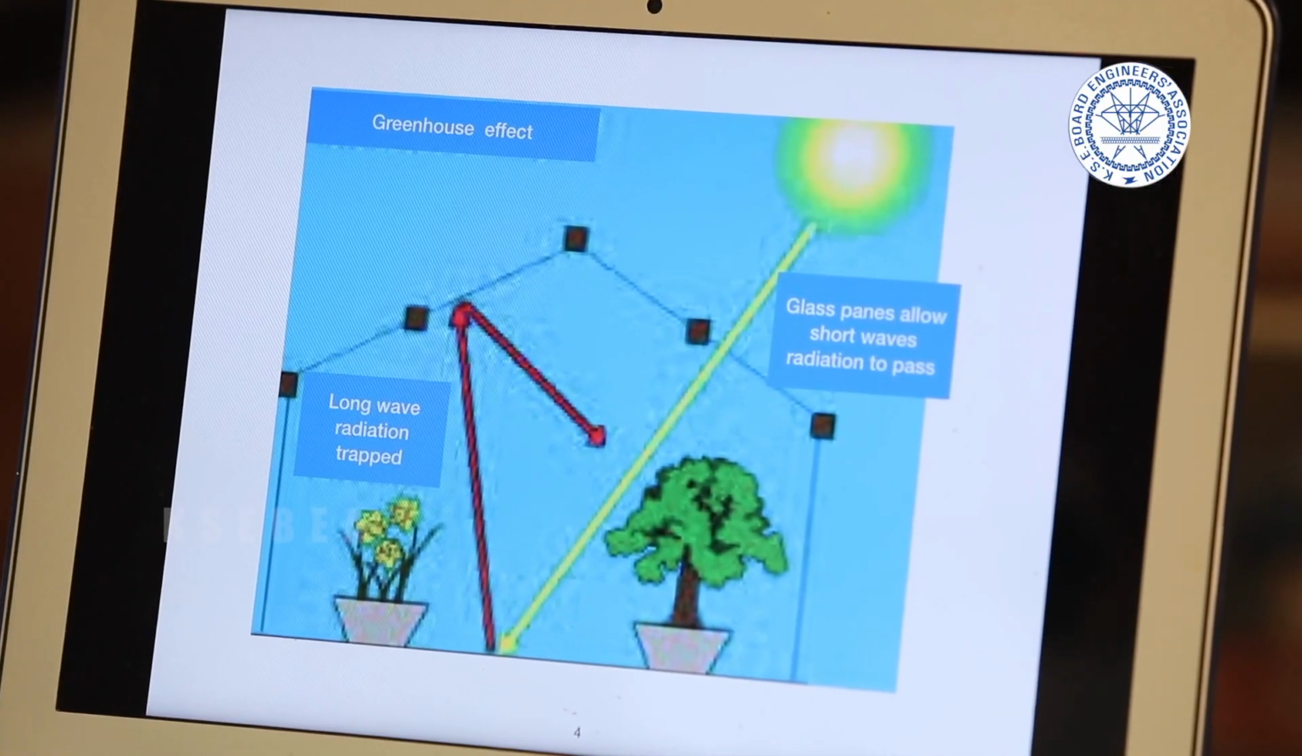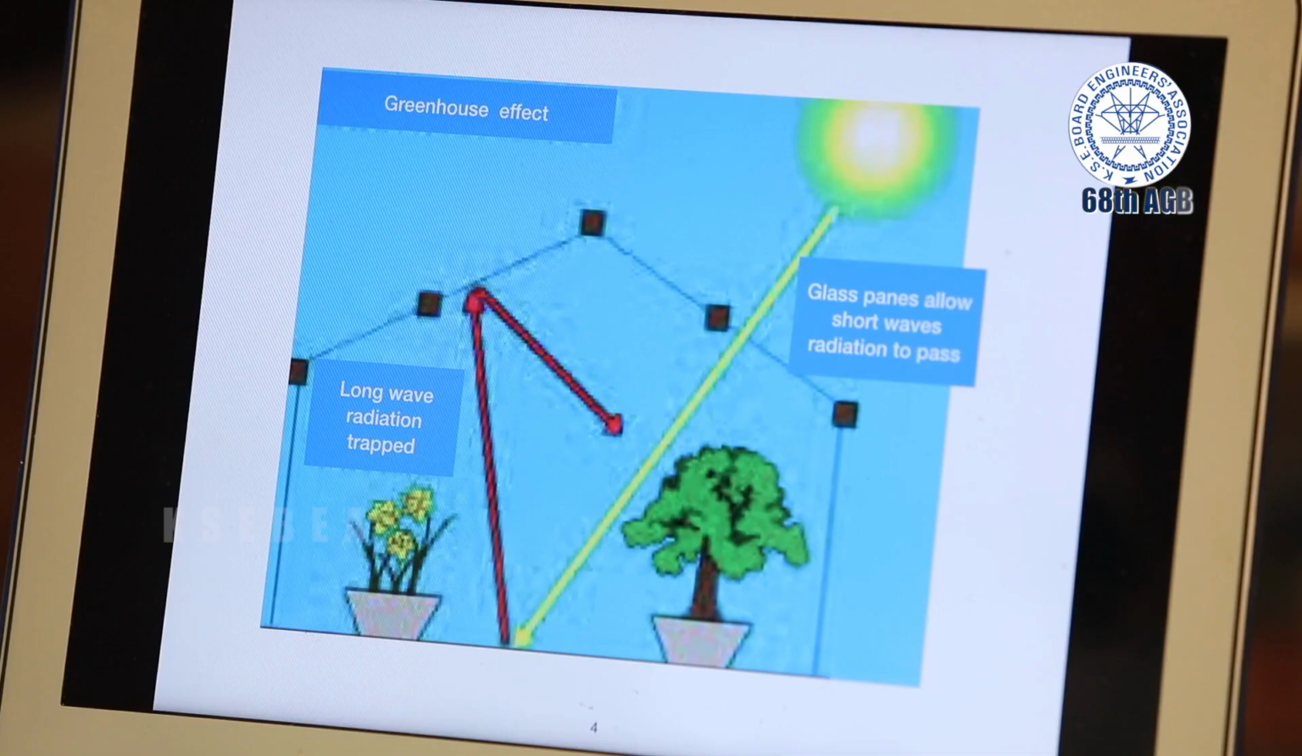Here, there is a slide about the greenhouse effect. What is actually greenhouse effect? Greenhouse is an enclosure usually found in a garden. The enclosure will be having glass for its roof. Its sides also will be most probably made of glass.